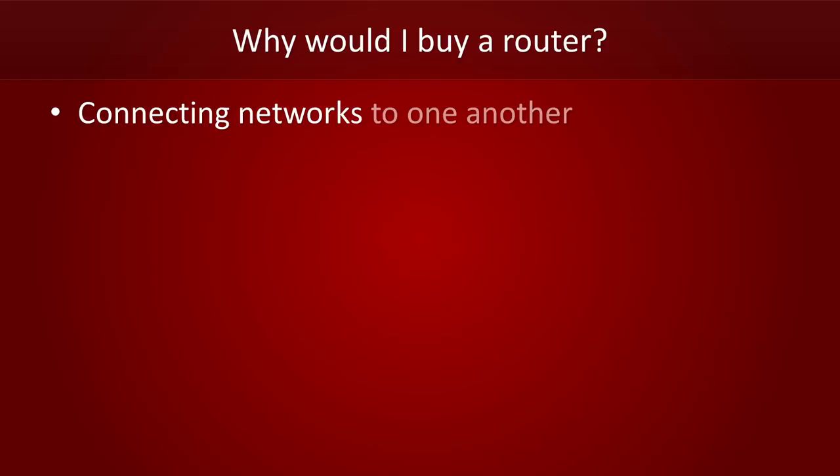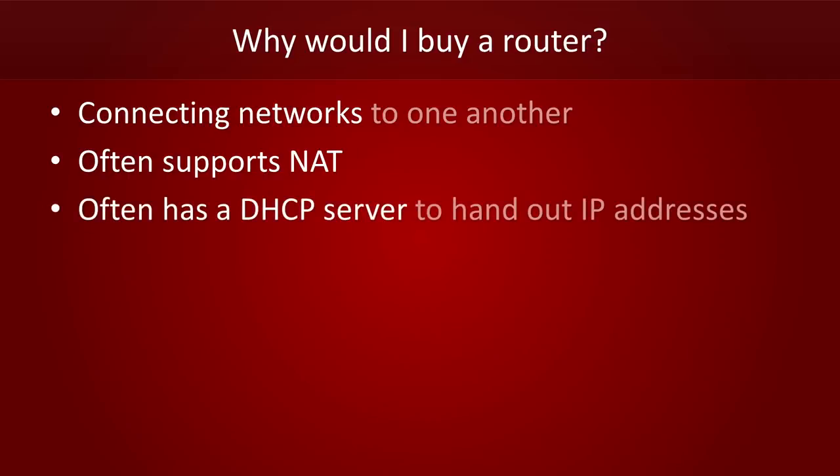The main purpose of routers is to connect networks to one another. Routers often support network address translation, which is necessary if you want to give computers with a private IP address access to the internet. Unlike your average switch, routers often have a DHCP server on board. Thanks to DHCP, you don't have to manually configure IP addresses for all hosts in your network.